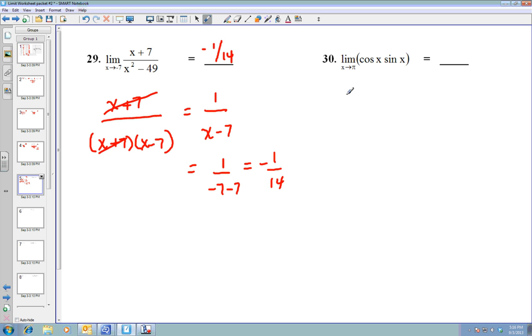And 30, this is a direct substitution problem. Cosine of pi times the sine of pi. Okay, well I know at pi, here's pi on my unit circle, that's the point negative 1, 0. So I know cosine is my x value, times sine is my y value, so negative 1 times 0 is 0.